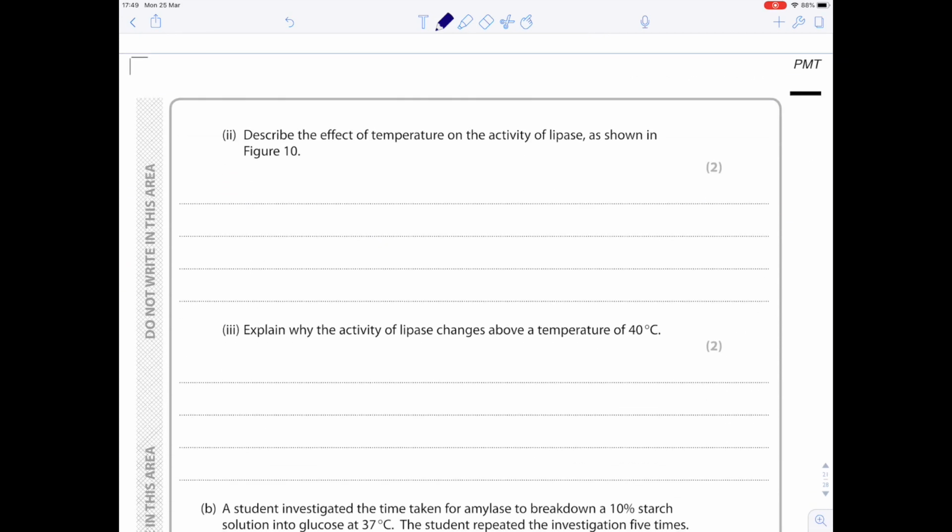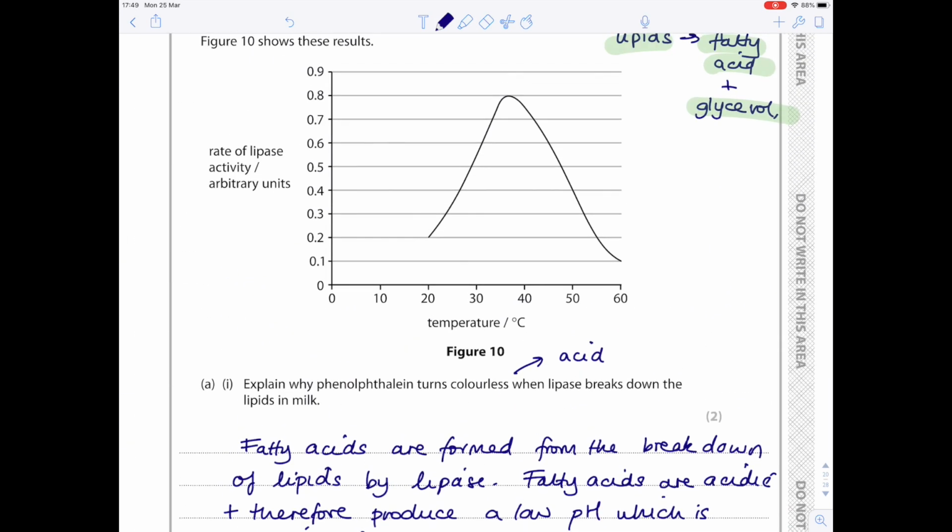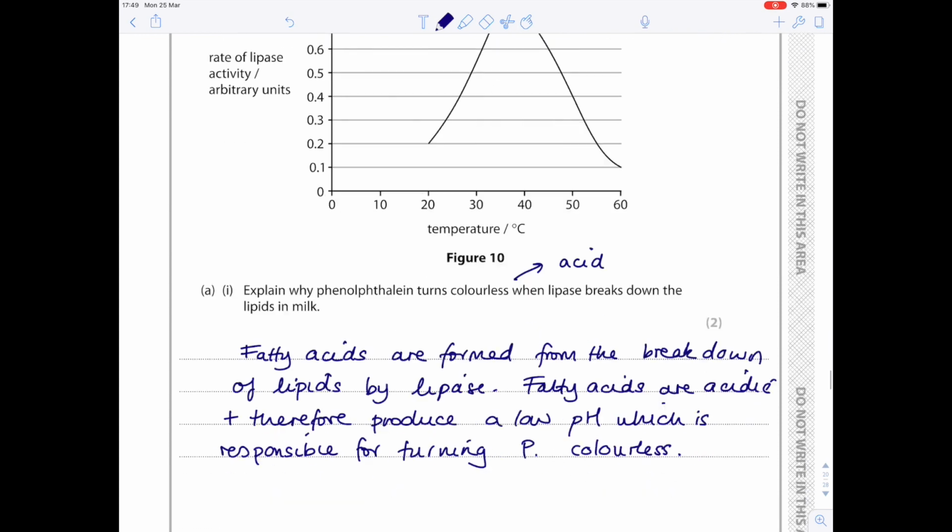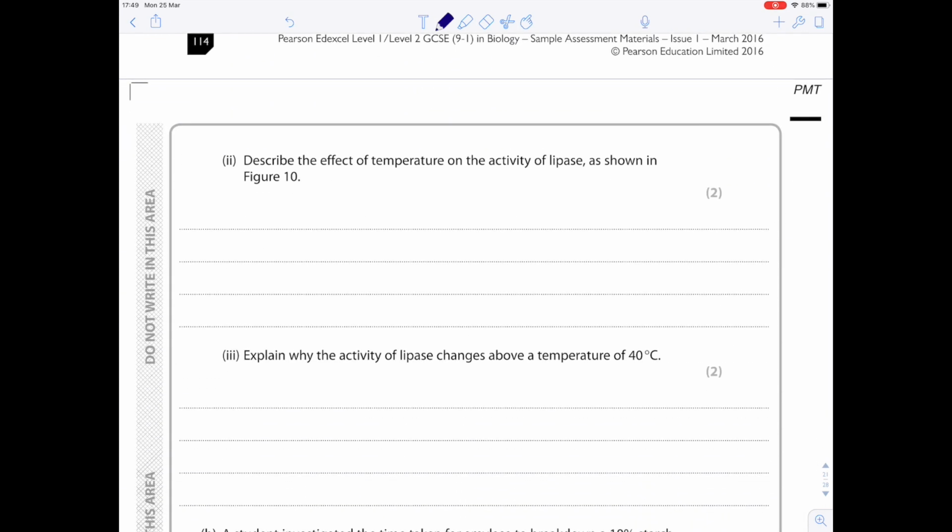Describe the effect of temperature on the activity of lipase as shown in figure 10. So as always when you're describing you need to say what you see. So you can see that as the temperature increases from 20 degrees to 37 degrees, the rate of lipase activity increases. The rate of lipase activity is actually optimal, so at its highest rate at 37 degrees Celsius, and above 37 degrees Celsius, the rate decreases. So a nice straightforward describe question.